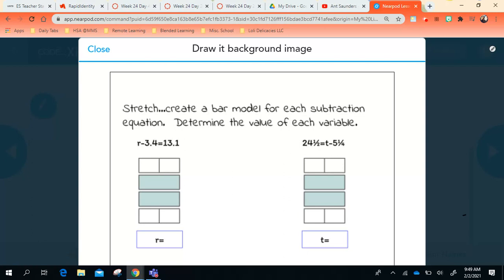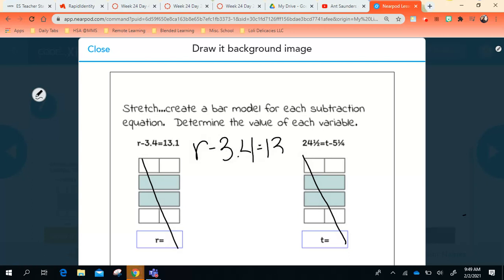Okay, we're looking at decimals and fractions again. So, I want you to, again, stay away from this. I want you to work out r minus 3.4 equals 13.1. I want to see that one on your screen. You can do it in your notebook and then put your answer on the screen. It says r minus, so you need to think about the inverse. What is the opposite of subtraction?